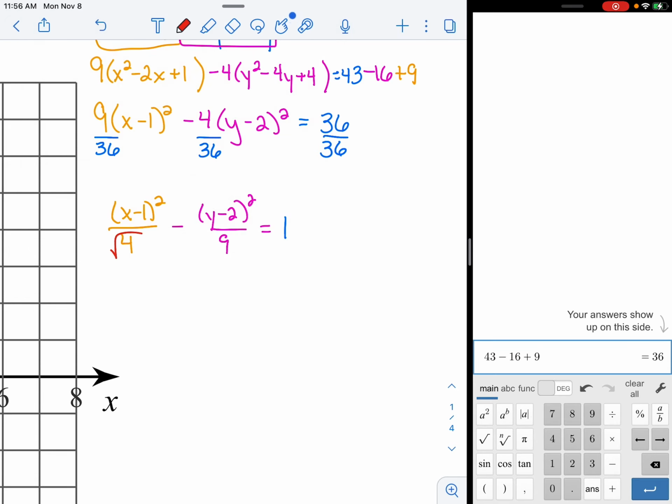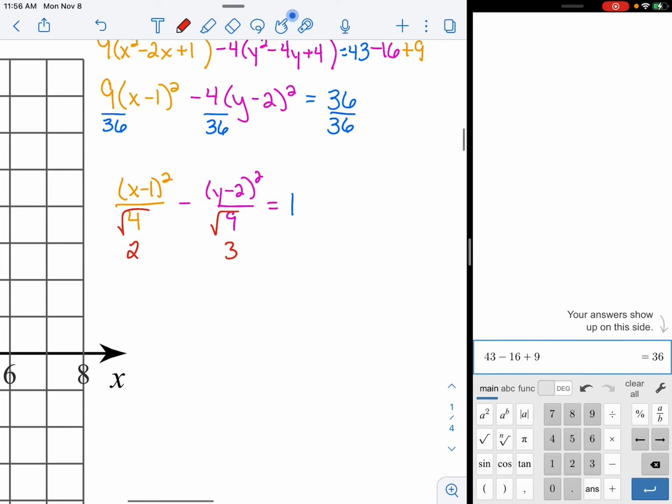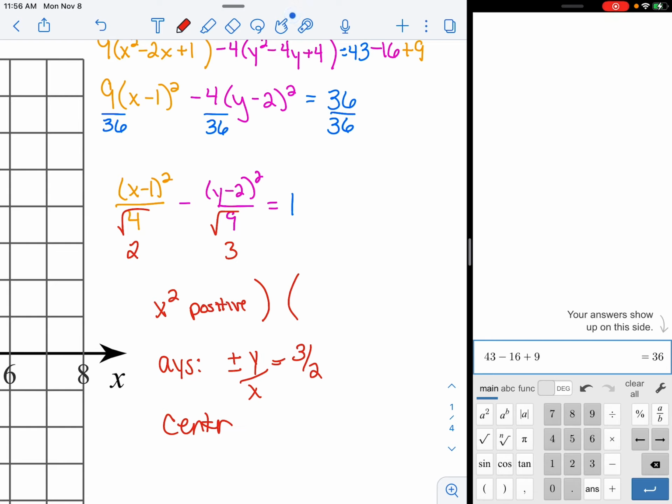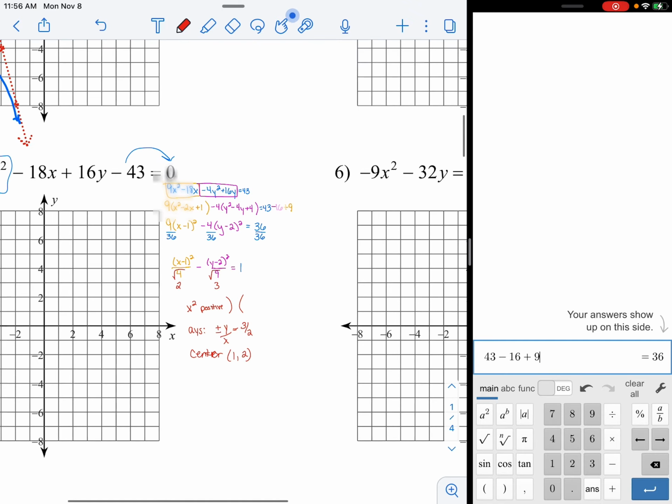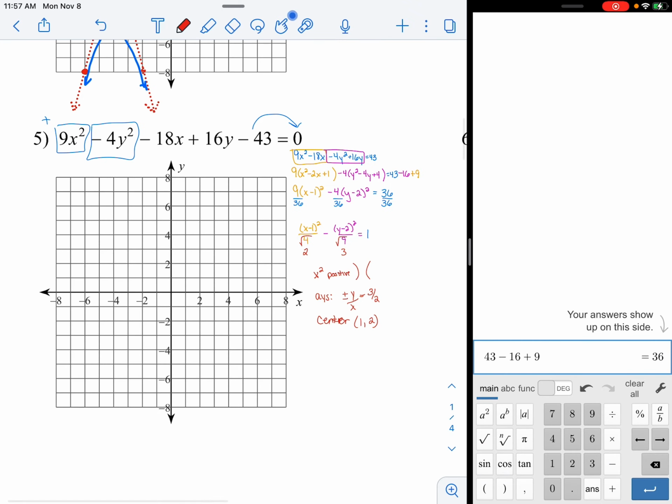Take the square root of 4, so our movement in the x direction is 2. Square root of 9, our movement in the y direction is 3. So the x squared term is the positive term, so it is going to be a horizontal hyperbola once we graph it. The slopes of our asymptotes are going to be y over x, in this case 3 over 2. And that all is going to center around +1, +2. So let's plot our center so we have a good thing to look at. Over 1, up 2. That's going to be our center.